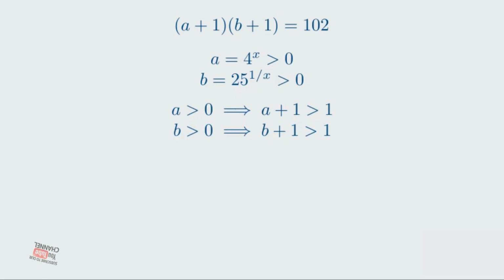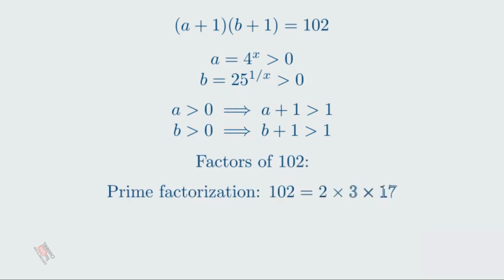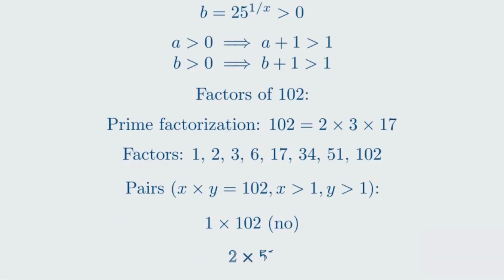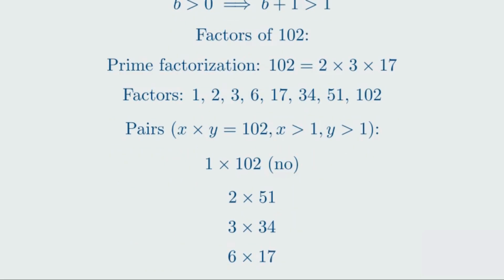Let's find the factors of 102. The prime factorization of 102 is 2 times 3 times 17. The factors are 1, 2, 3, 6, 17, 34, 51, and 102. Which of these factors can we use, given our constraint that both factors must be greater than 1? We can pair them up. 1 times 102 doesn't work because 1 is not greater than 1. The other pairs are 2 times 51, 3 times 34, and 6 times 17. At this point, we have 3 possible cases for the values of a plus 1 and b plus 1. Our next step is to examine each of these cases individually.